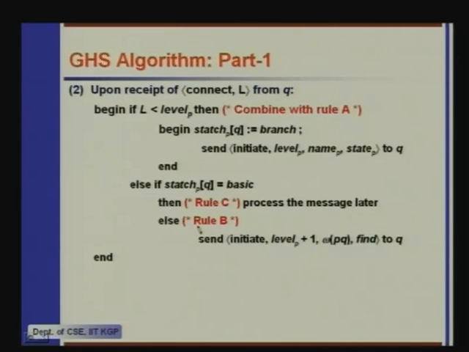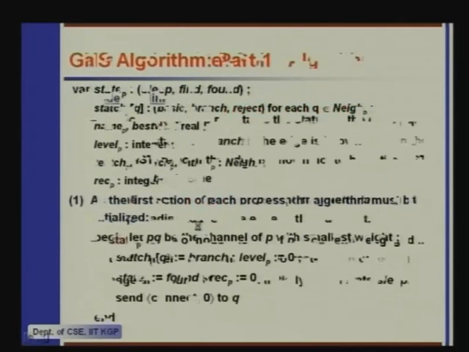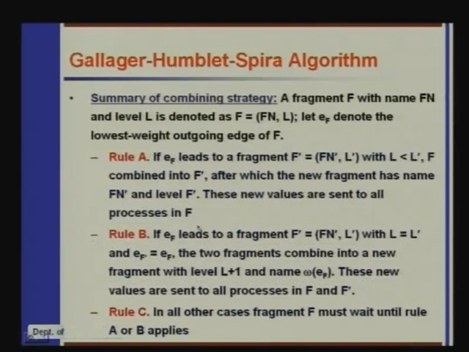Alright. So, if you look at the joining rules carefully, look at rule B: if EF leads to a fragment F dash with L equal to L dash and EF dash equal to EF, so the least cost outgoing edge of both F and F dash is the same, then they combine. Okay.